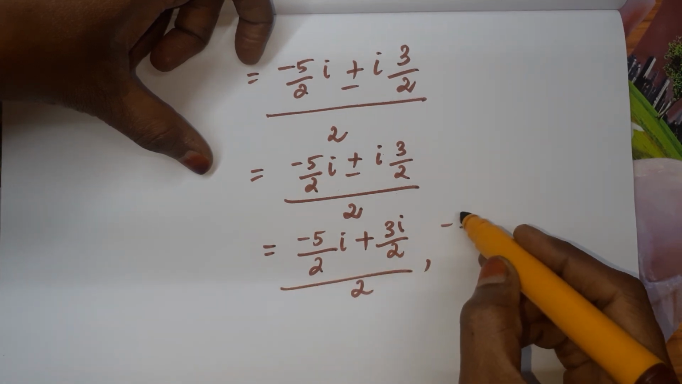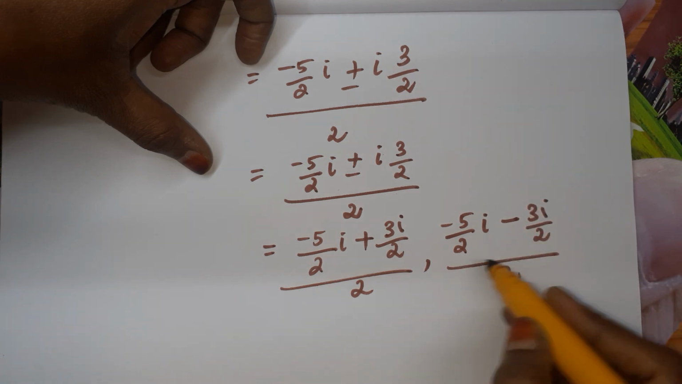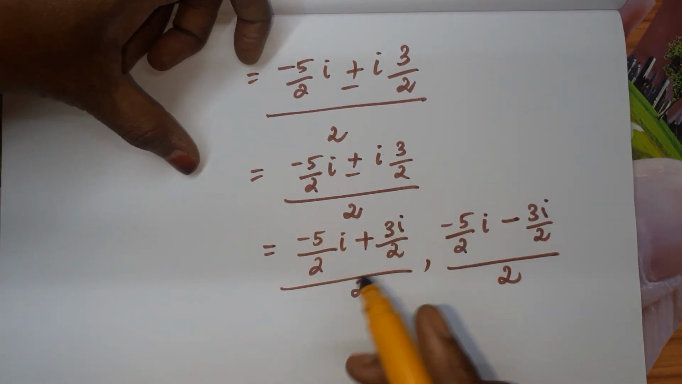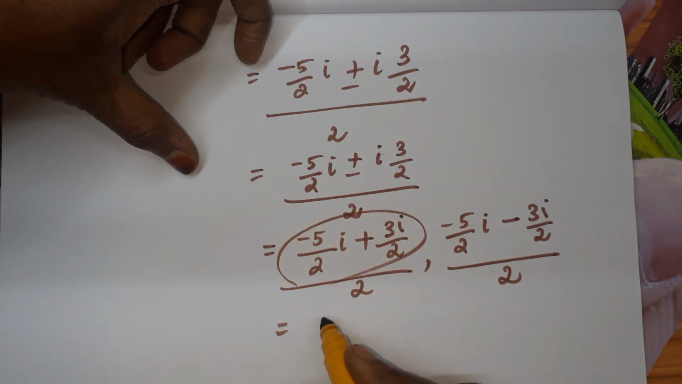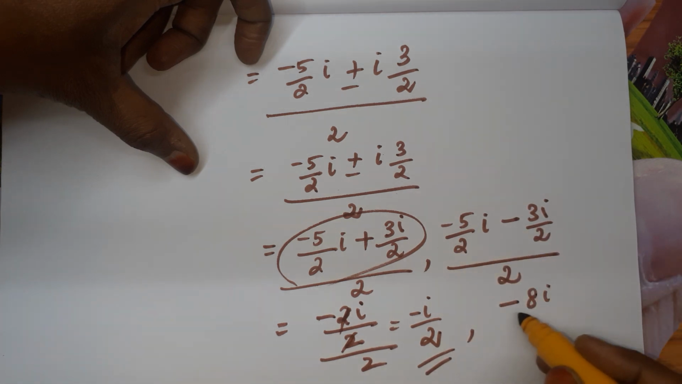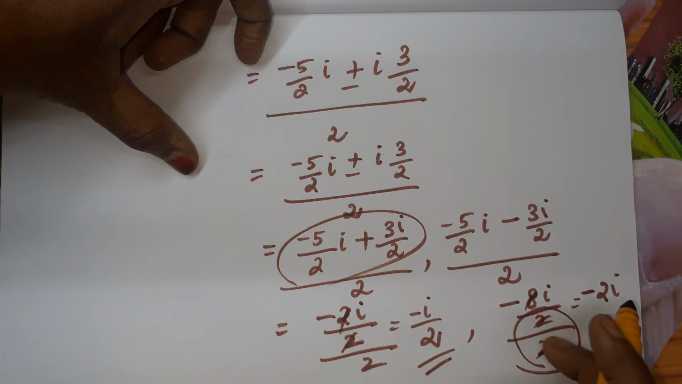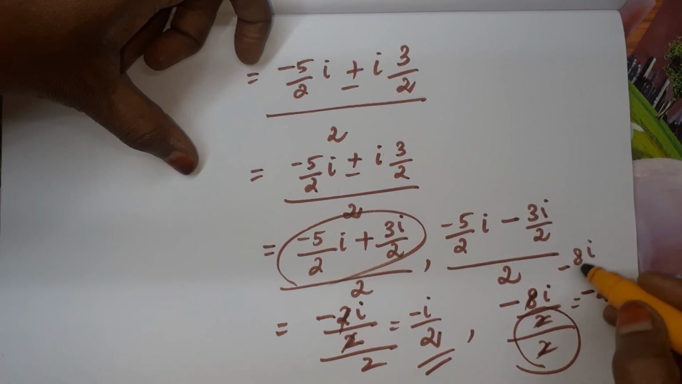Number 1, minus 5 by 2I minus 3I by 2, by 2. So adding these two, it is minus 2. So when we simplify, this is minus 2I by 2 by 2. So after cancellation, this is minus I by 2, number 1. And this is minus 8I by 2 by 2. So it is minus 2I. See, both are in the denominator. We can combine this as minus 8I by 4. So when we cancel, it is minus 2I.